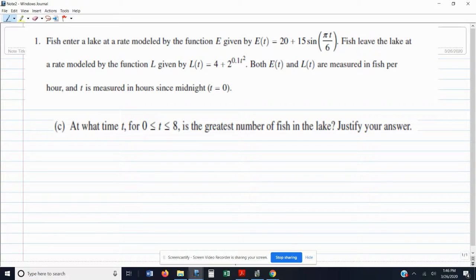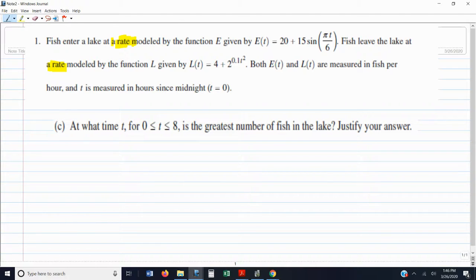It's the same question stem from yesterday. So we had our rate in and our rate out for fish entering and leaving a lake. And part C is a tough question. It's the candidates test. It's asking for at what time, from time 0 to 8, is the greatest number of fish in the lake, and to justify your answer. This question is a little weird because it doesn't tell you how many fish are in the lake at time 0. So all you know is the rate they're entering and the rate they're leaving, but you never knew how many were there to begin with.